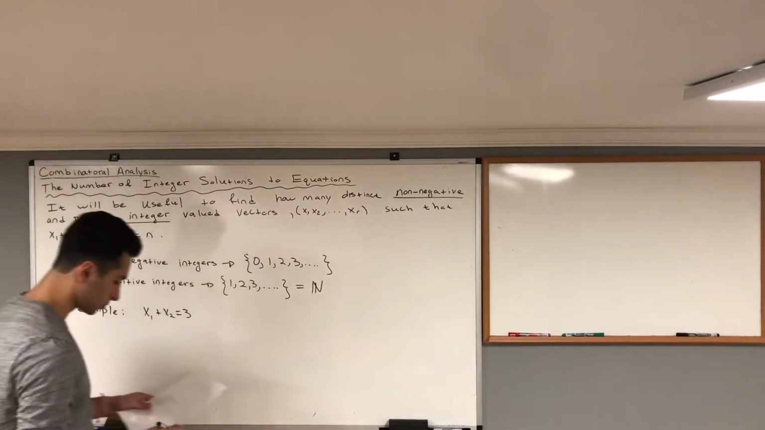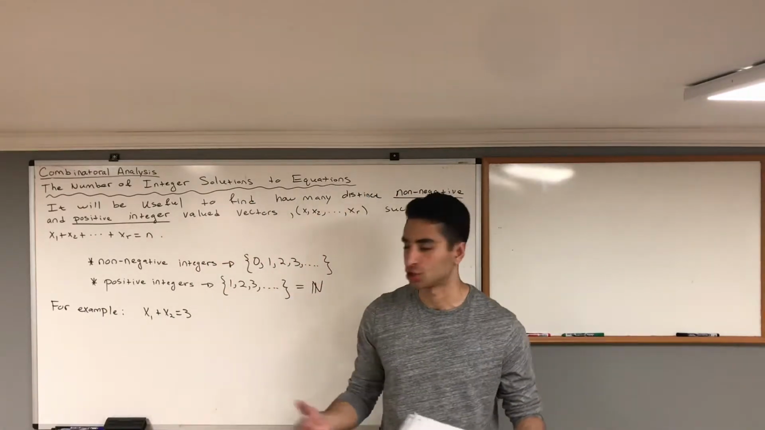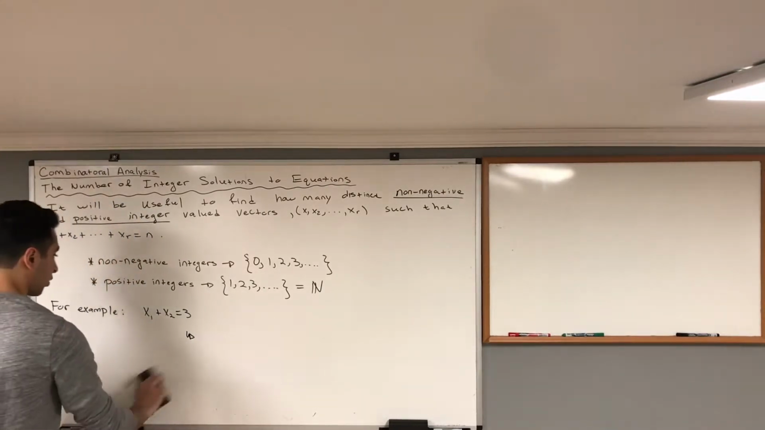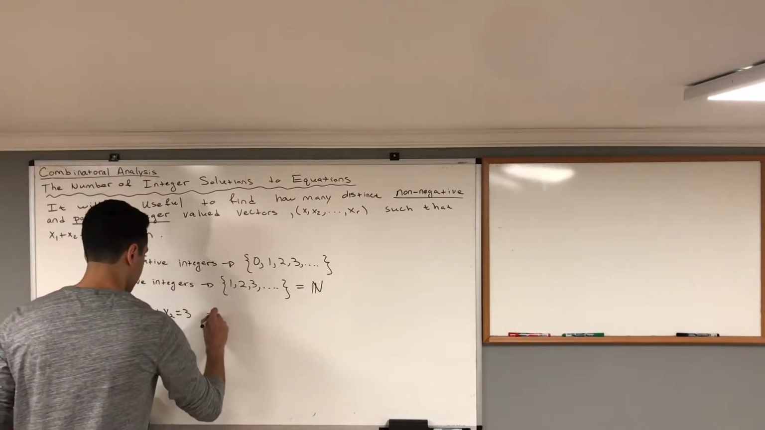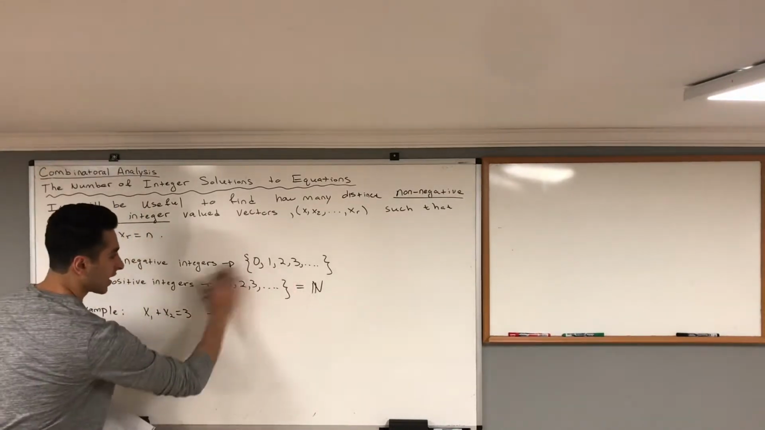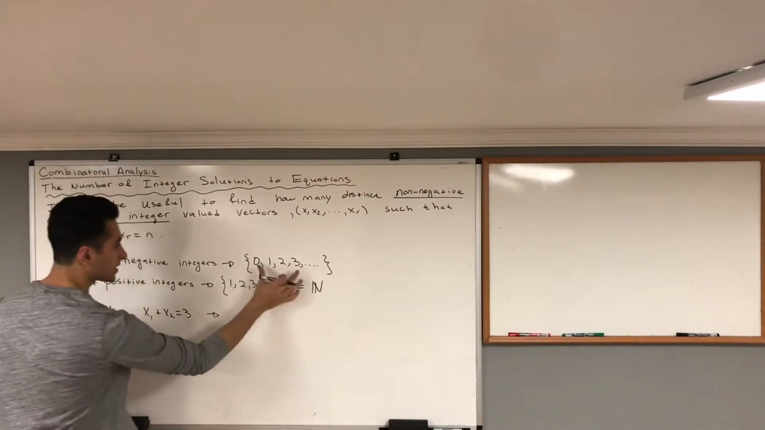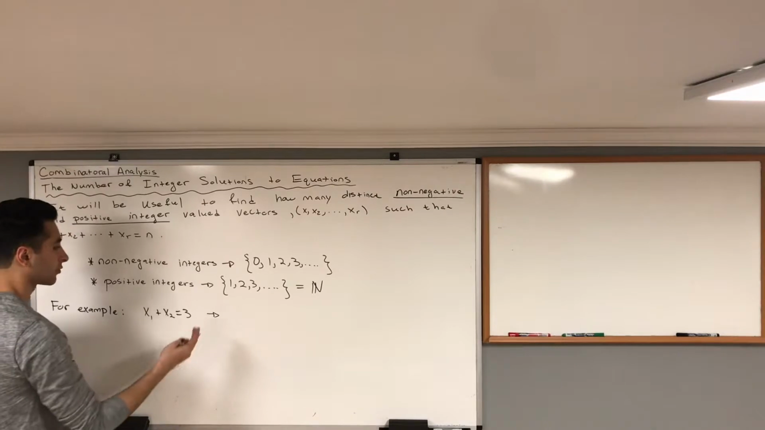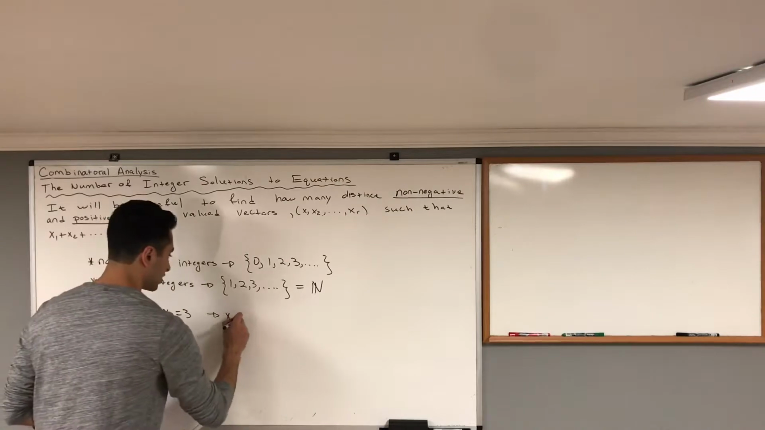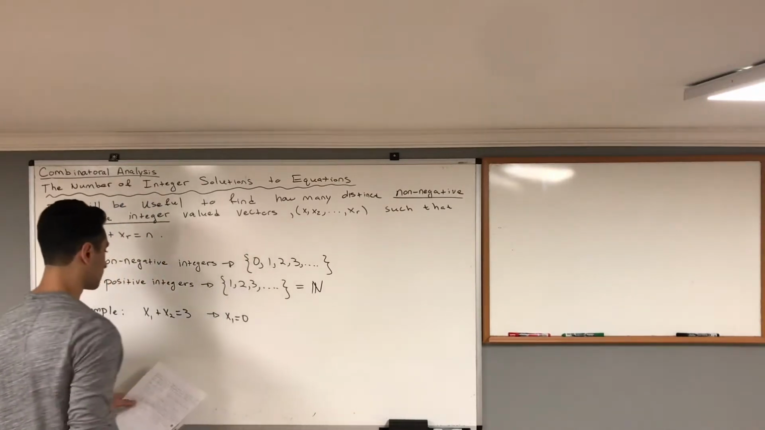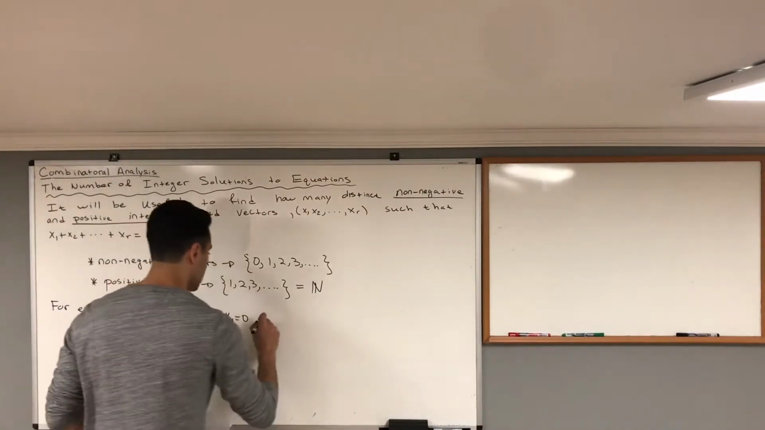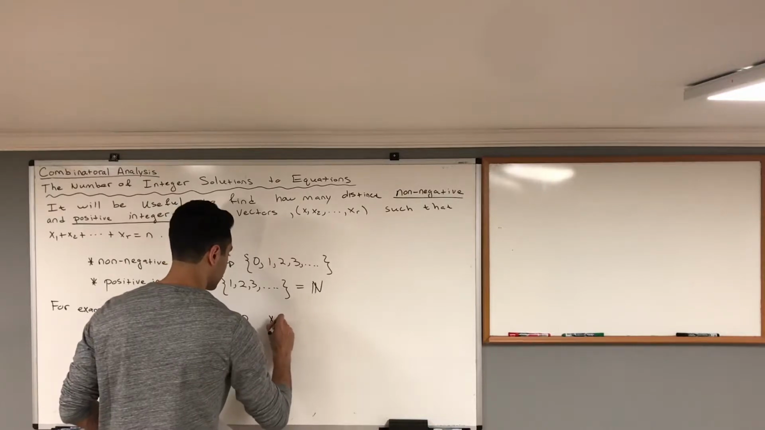Well, let's just try to write them down using logic. So pick values for x1 and x2 from this list, not this, because we're talking about non-negative first, from this list, such that when you add them together, you get 3. So, x1, well, let's pick 0 first, right? So I can pick 0. Well, if x1 is 0, then x2 must be 3, right? Because 3 plus 0 will give you 3. So that means if x1 is 0, x2 must be 3.